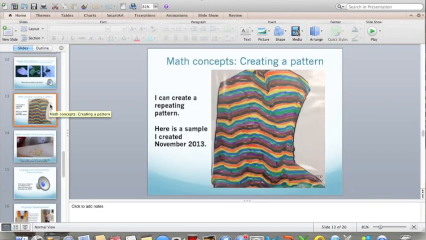Okay, then we move into math concepts within the portfolio. So one big thing that's an area of focus in kindergarten is patterns. So we did a lot of pattern work, and I just took a sample of one of the activities we did working with patterns. You could put pretty much anything in here that demonstrates the student's knowledge of how to create a repeating pattern. So in this particular one, I just took a picture of one of the drawings or colorings the student did with patterns, and I included the date.